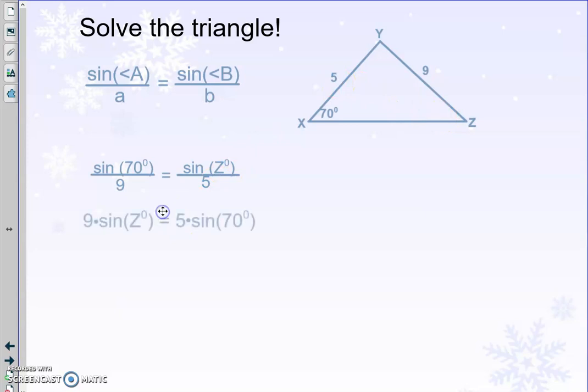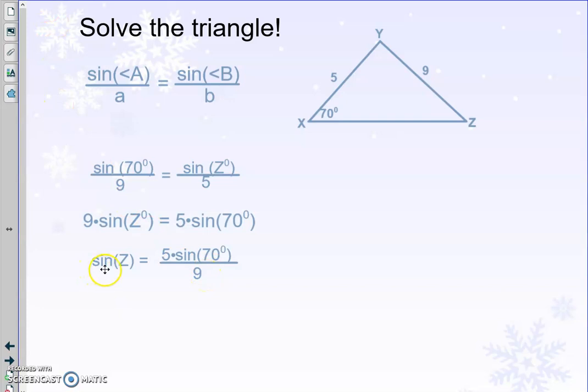Now, cross multiplying, we get 9 times the sine of Z equals 5 times the sine of 70. Okay, we're going after Z. We've got to get Z all by itself, so I think I need to get rid of that 9. So dividing both sides by 9, we end up with the sine of Z equals 5 times the sine of 70, all divided by 9.